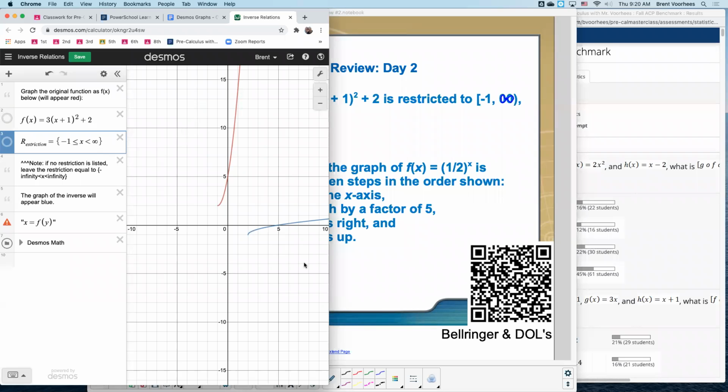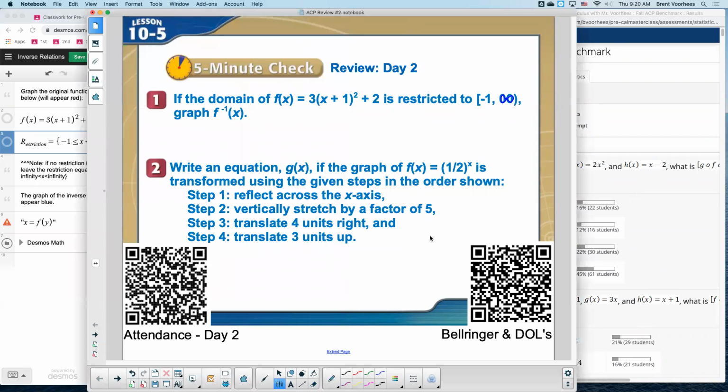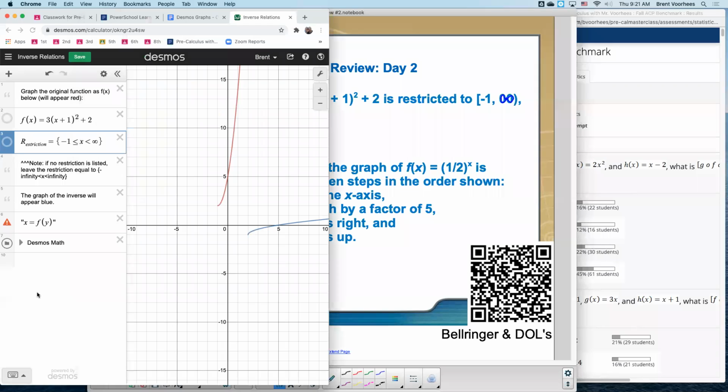Okay, so I have a question on the pause here. I have a question that just came in: Hey, Mr. Voorhees, I don't know what to open up for this problem. I put the link right here, but what specifically we're on is ACP Review Day 2. It's the Fall ACP Review Day 2, or you could just scan this QR code on a secondary device, like your cell phone, if you want to have open the bell ringers and DOLs from that. But I will walk you through.